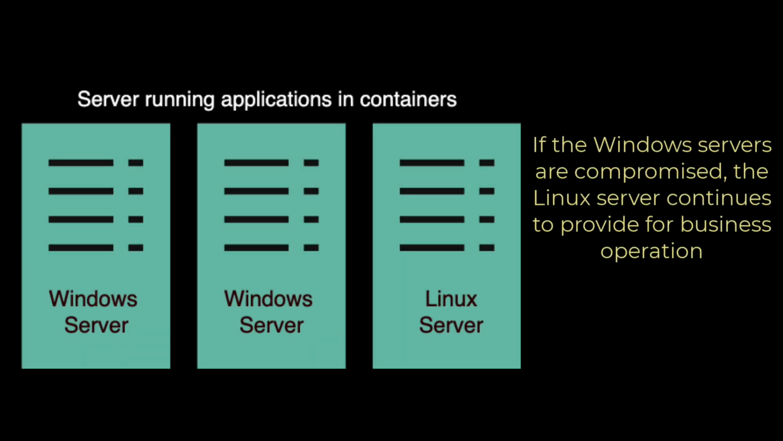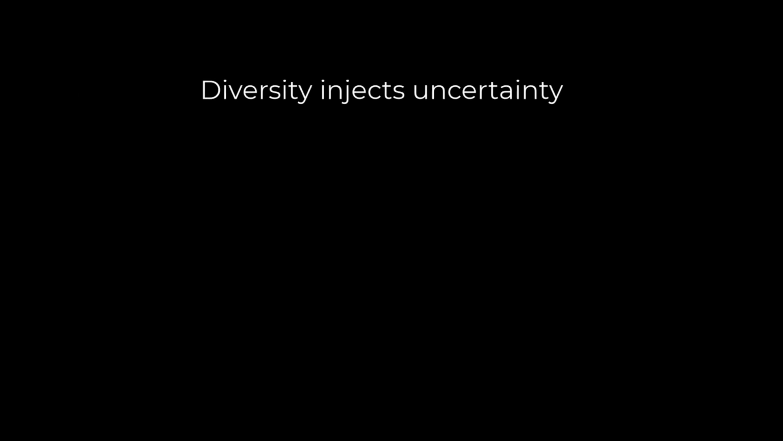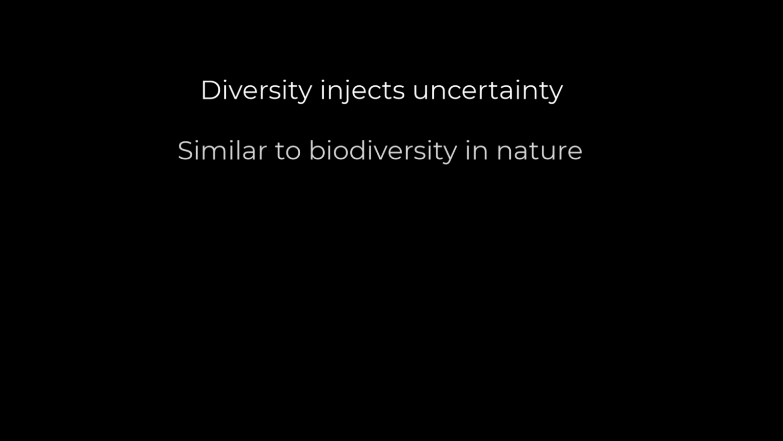If an organization uses multiple cloud providers rather than one, a specific platform vulnerability won't compromise all their systems. Or using a mix of operating systems in a server cluster can reduce the chance that one malware strain wipes out the entire cluster. Diversity injects uncertainty for attackers. They can't craft one universal exploit that fits everything. It's akin to biodiversity in nature helping resist disease. A uniform crop field might be devastated by one blight, whereas a mixed forest stands partly resilient.